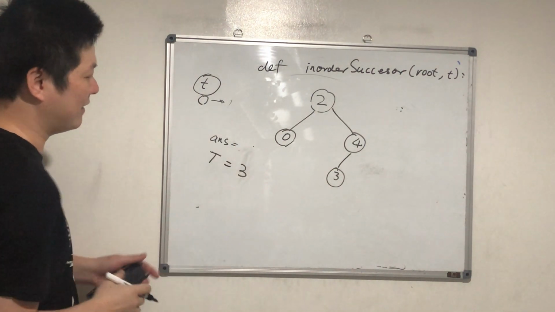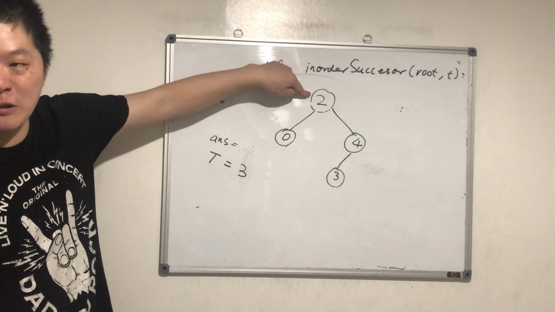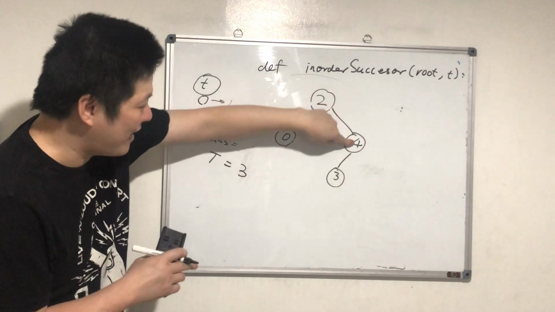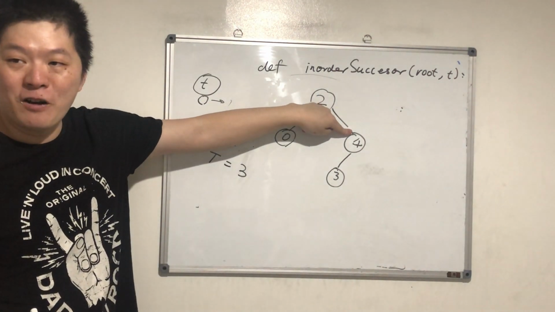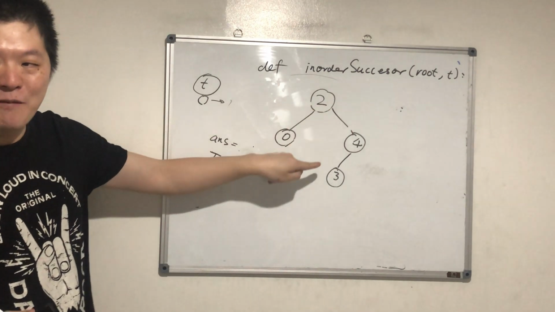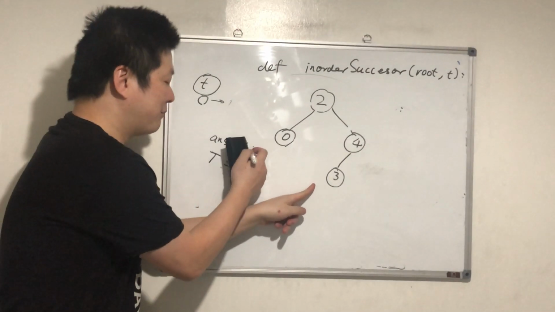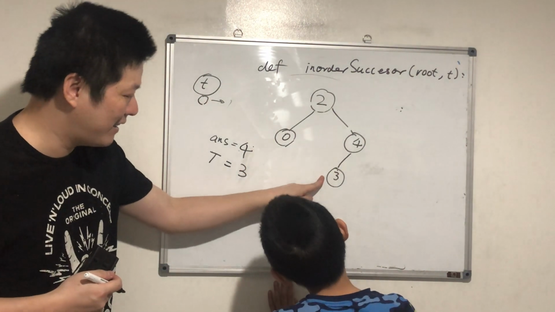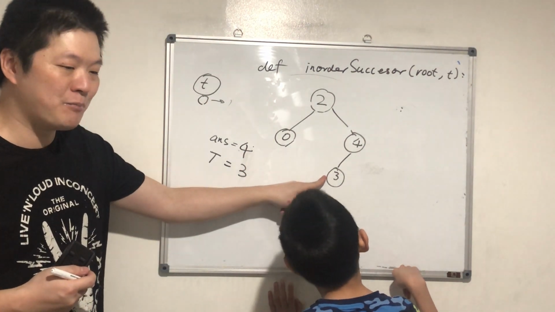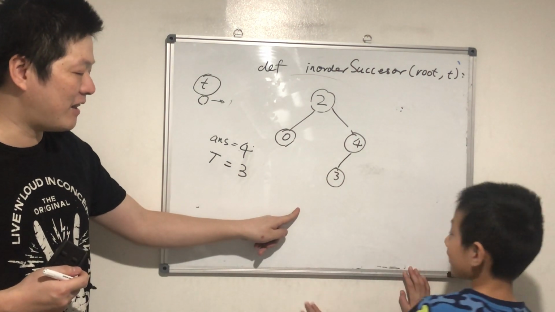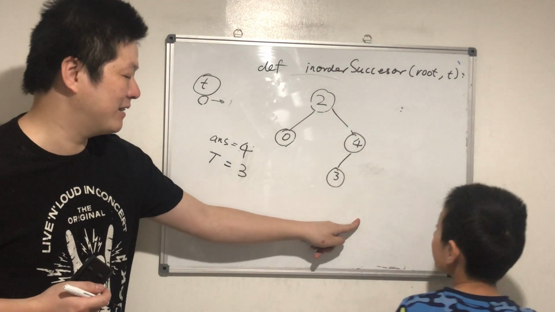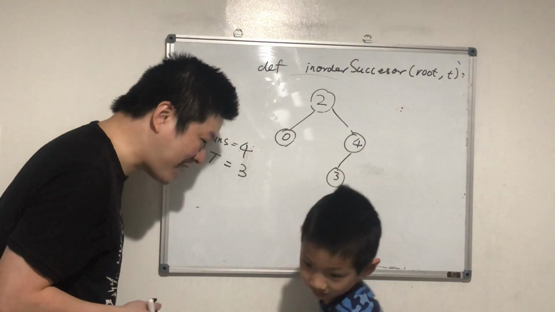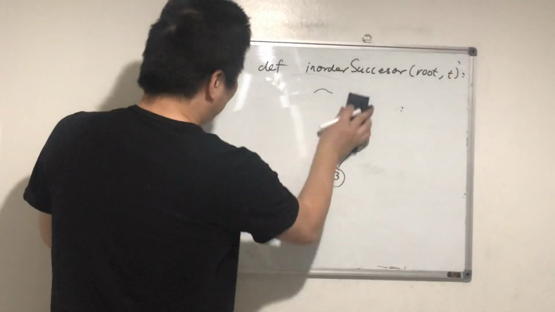At the beginning the answer is nothing. Is 3 smaller than 2? No. Go to the right. When you go to the right, you do nothing. Is 3 smaller than 4? Yes. I go to the left, but I also update the answer to 4, because 4 is bigger than 3, so it's possibly one answer. Is 3 smaller than 3? No, and I just go right and end it. And the answer is 4. Does it make sense? So it's a bit tricky.